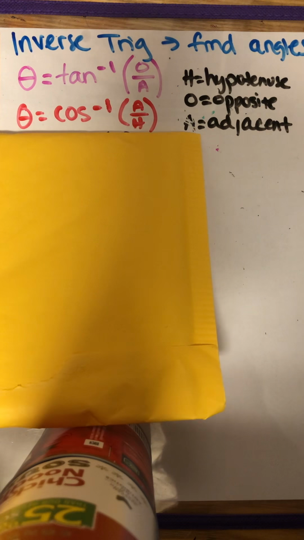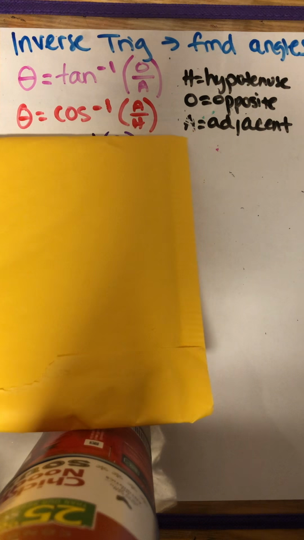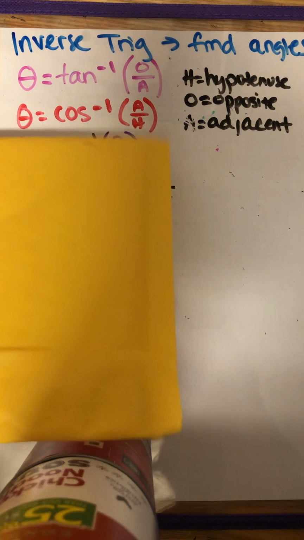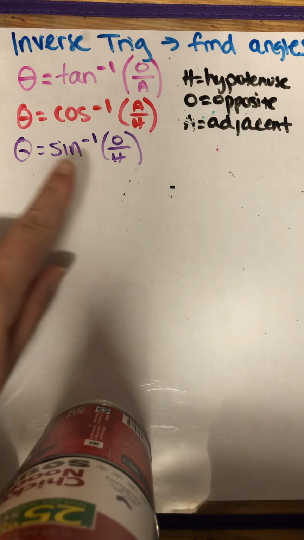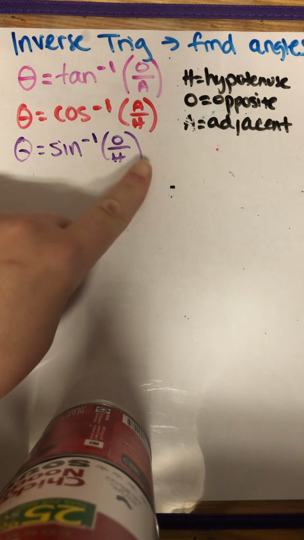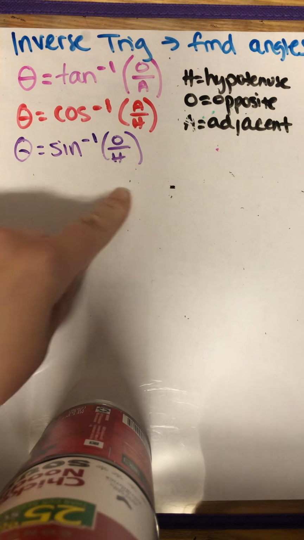Here, our angle equals the inverse of cosine, and that is adjacent over hypotenuse. And then our last one is our angle equals the inverse sine, opposite over hypotenuse.